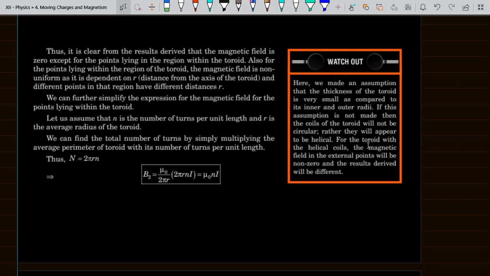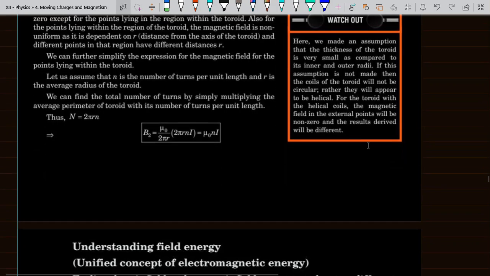So points lying within the region of the toroid की बात कर रहे हैं, the magnetic field is non-uniform, and different points in that region will have different distance r. That's why we can further simplify the expression for magnetic field for the points lying within the toroid. Let us assume that n is the number of turns per unit length and r is the average radius of the toroid. We can find the total number of turns by simply multiplying the average perimeter of toroid with its number of turns per unit length. So N is equal to 2 pi r n.